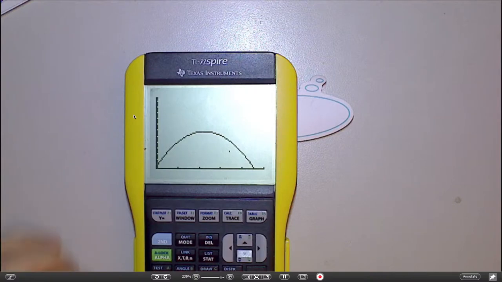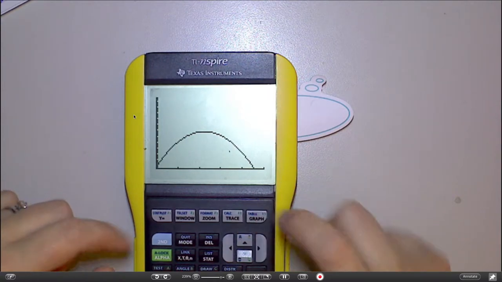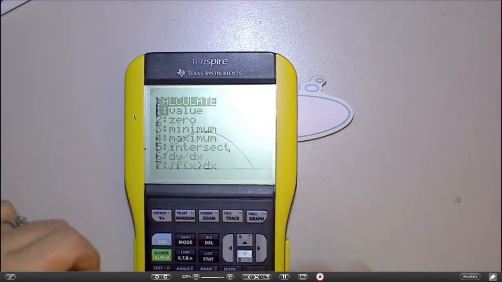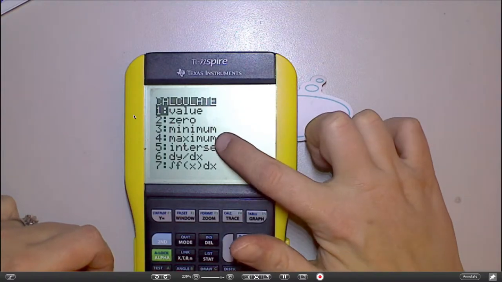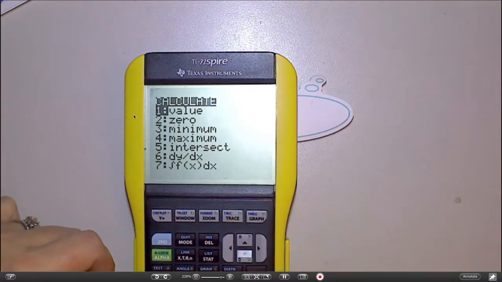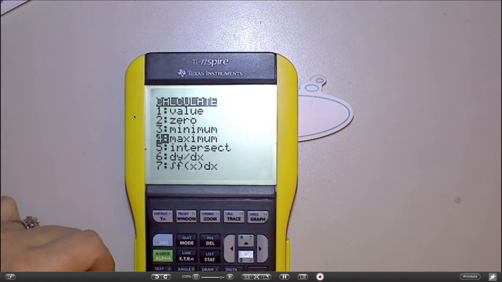So now looking at my graph, suppose I wanted to know what the maximum height of the ball was. I'm going to go to the Calc menu, which is up above the Trace button. So I'm going to hit Second, Trace. And the option that's going to help me is Maximum. So I'm going to go down to option number 4 and hit Enter.